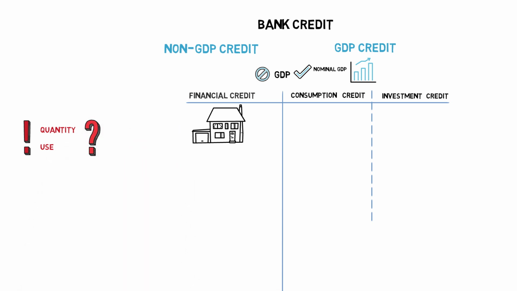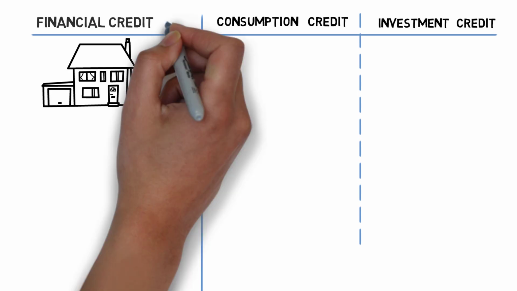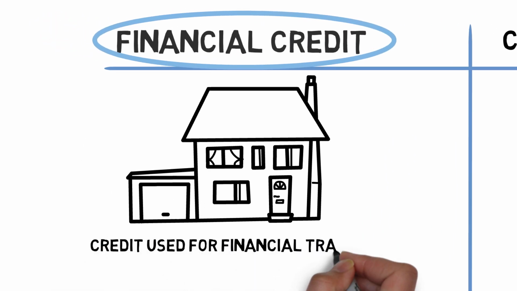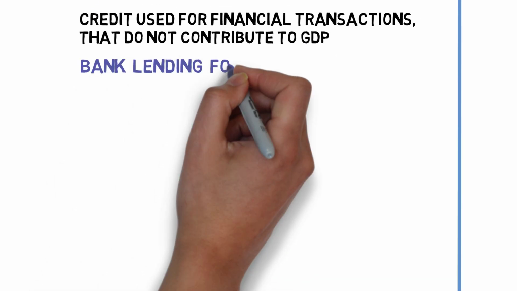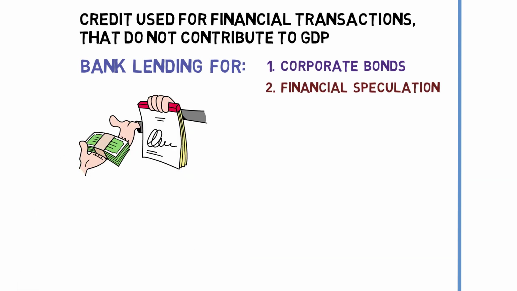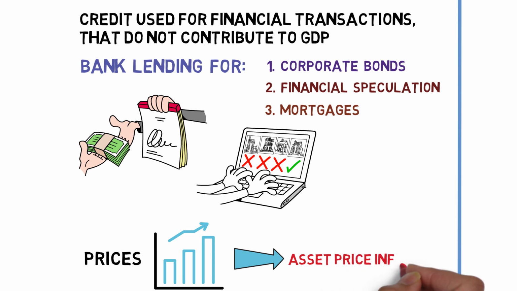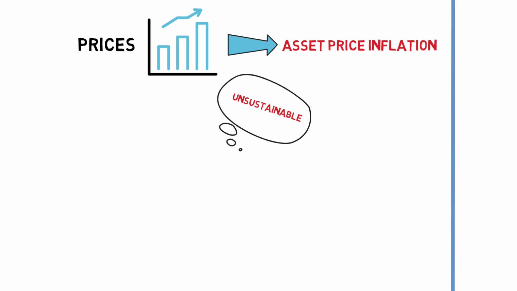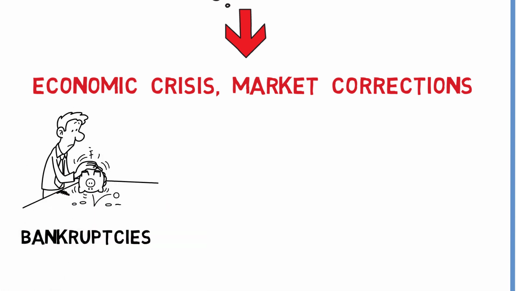Credit creation impacts your everyday life. Let's delve deeper into the three types, starting with case 1, financial credit. Financial credit involves credit that's being used for financial transactions that do not contribute towards GDP, such as banks lending for the purchase of corporate bonds, financial speculation, or lending large amounts for real estate purchases. This ultimately boosts the underlying asset prices, resulting in significant asset price inflation and large unsustainable bubbles. This type of credit creation inevitably results in an economic crisis with sharp market corrections, increased bankruptcies, and increased unemployment.